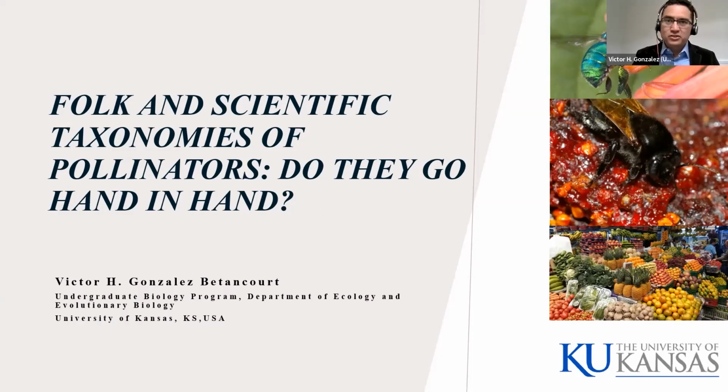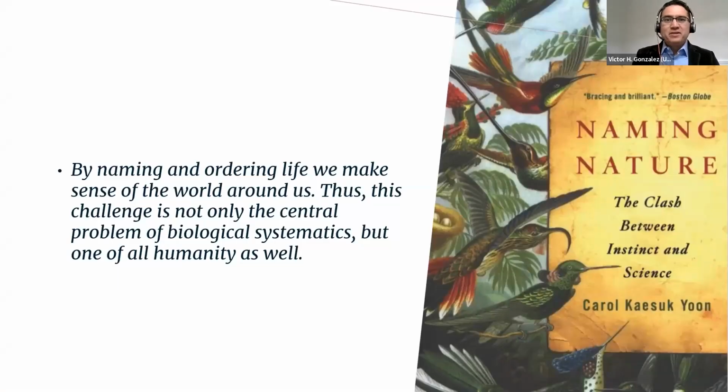My talk today is about the folk and scientific taxonomies of pollinators, and whether they go hand in hand. Naming and ordering things in life is just part of our human nature. We need to name things and organize them so we can make sense of the world around us. And this is something that we do every single day with things, with nature, and with people.